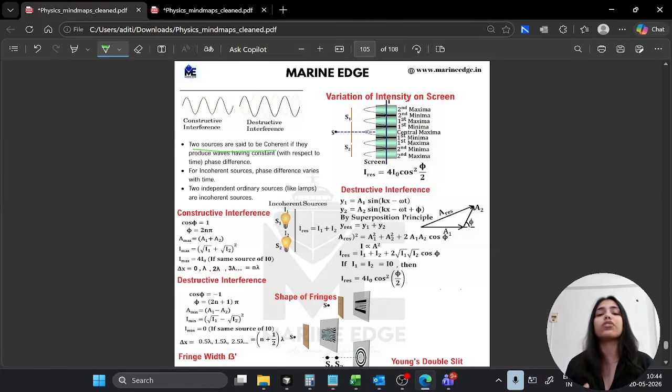So that gave rise to different concepts like superposition, interference, and various others. Now, two sources of light are said to be coherent if they produce waves having a constant phase difference.